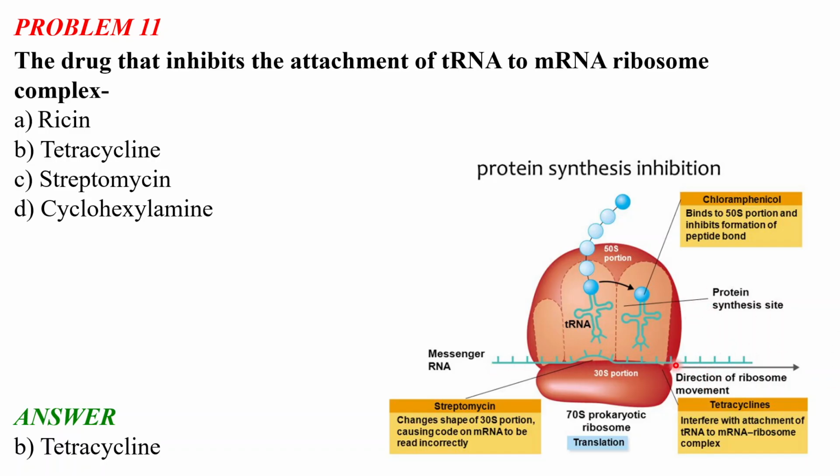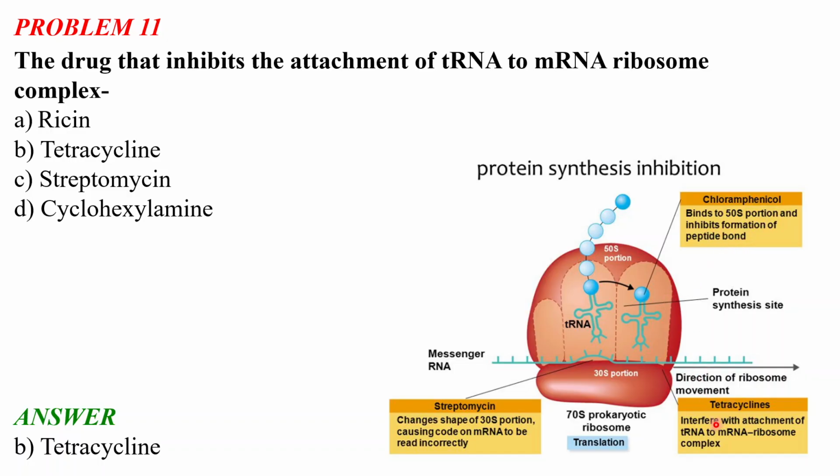So this is our mRNA. We have this tRNA and growing peptide chain. As you can see, this is the 50S portion and this is the 30S, so this is a 70S prokaryotic ribosome. Several drugs inhibit prokaryotic translation, and these drugs are basically used as antibacterial drugs. Chloramphenicol binds to the 50S portion and inhibits the formation of the peptide bond.